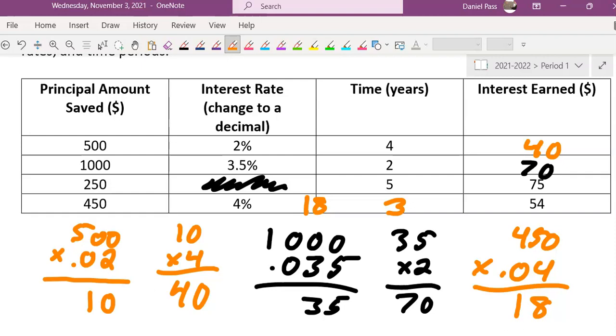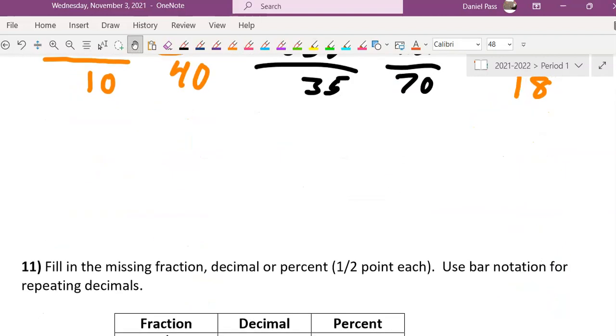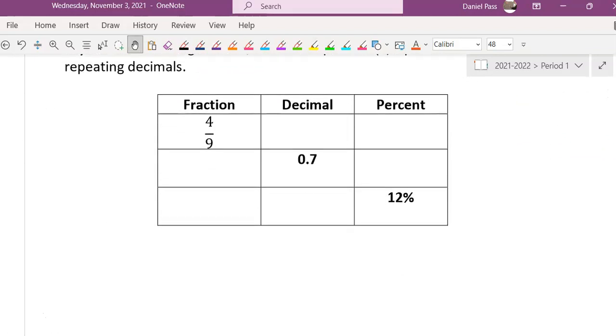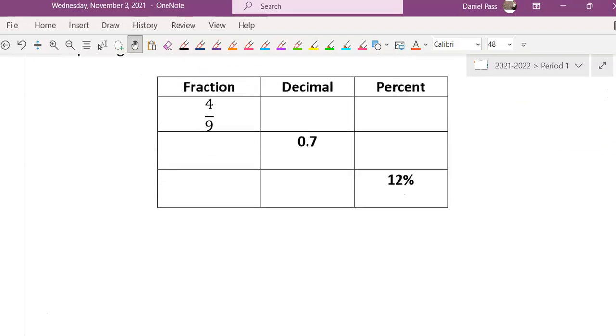Alright. Fill in the missing fraction, decimal, or percent. Use bar notation for repeating decimal. Okay, what color do you want to use? Orange. Okay, how do you find out what 4/9 equals in decimal? How do you do that?